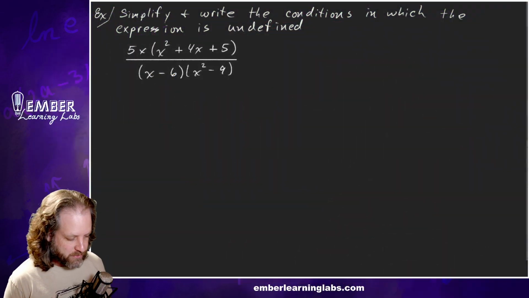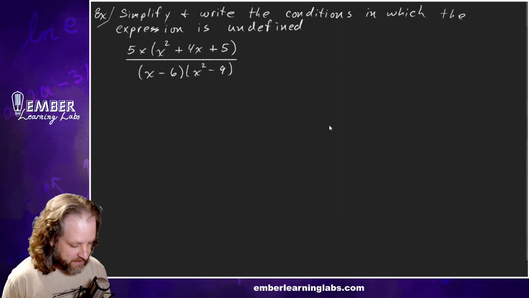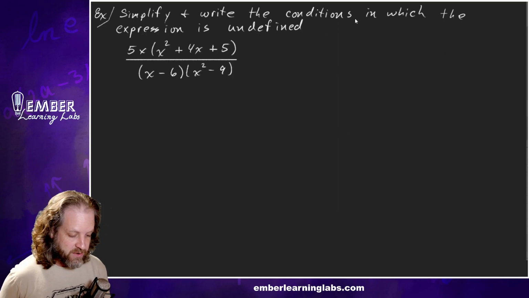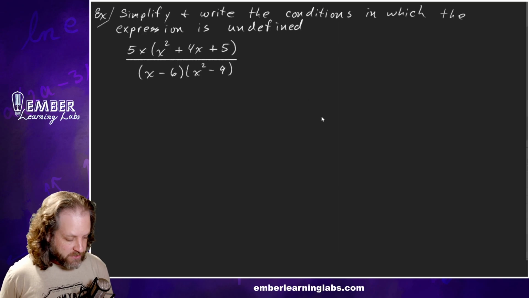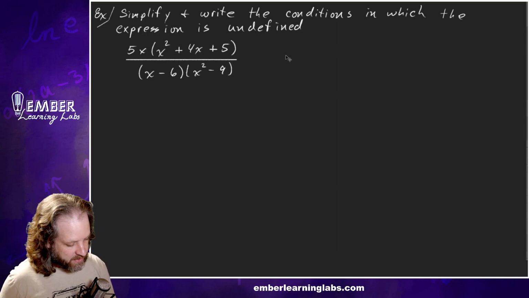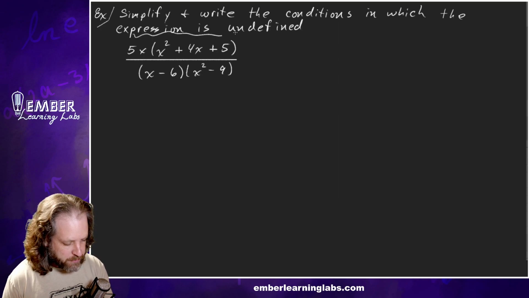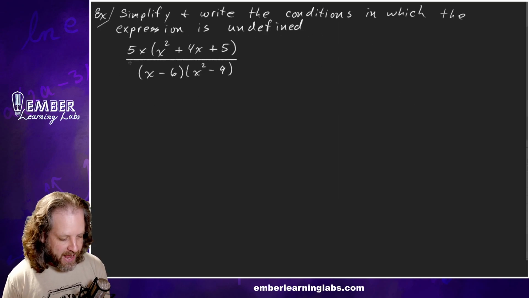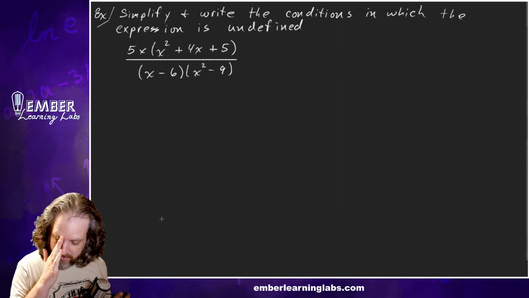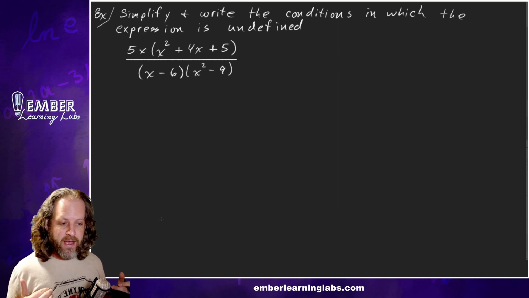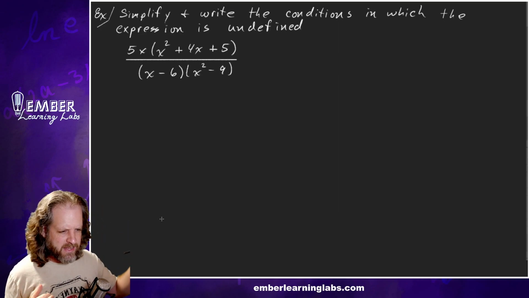Let's look at an example. So we're going to simplify this, and we're going to write the conditions in which the expression is undefined. So I'm going to pause for a second and make sure we see what's going on there. So where is this expression undefined? What can we not have in this? So I'm going to take a step even further back and say, what is that?